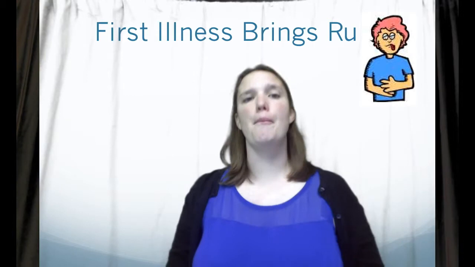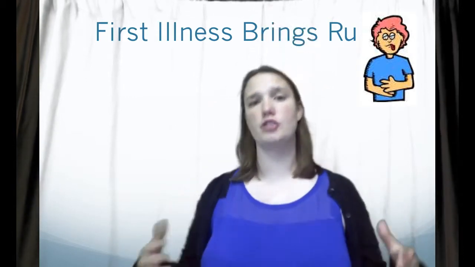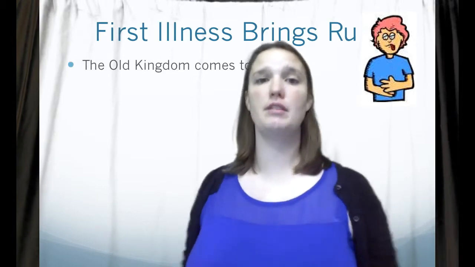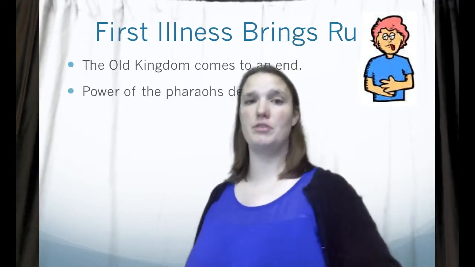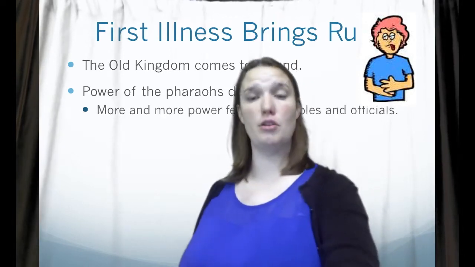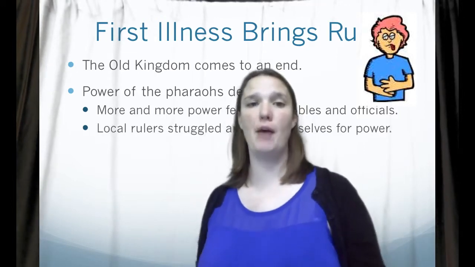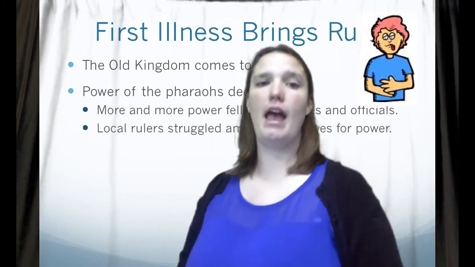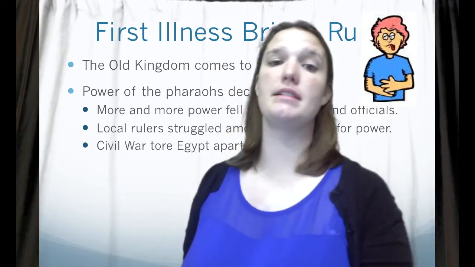So how does Egypt start to decline or change? The Old Kingdom first comes to an end when the power of the pharaohs starts to decline, because more power was falling onto the nobles and the officials. Local rulers started to struggle for power, and ultimately Egypt is torn apart by a civil war.